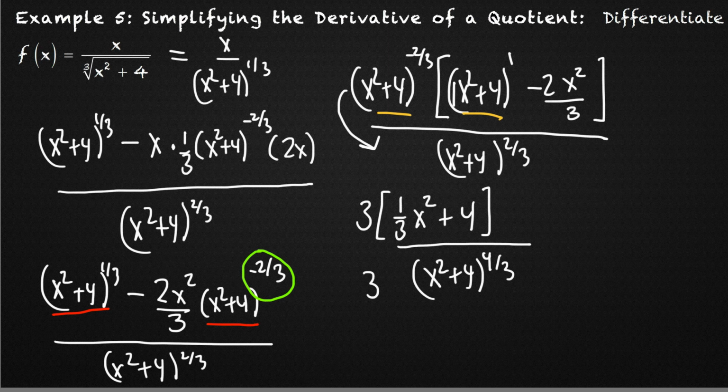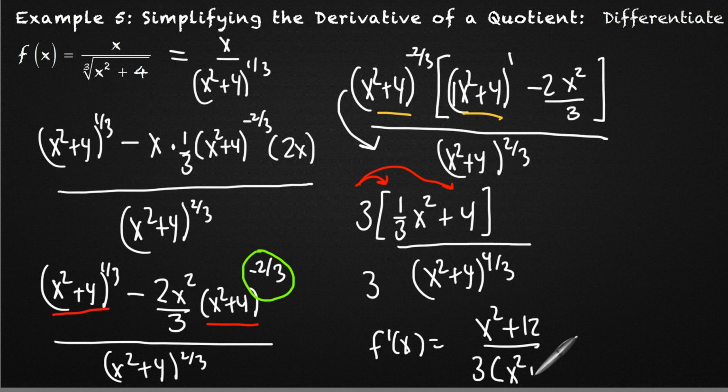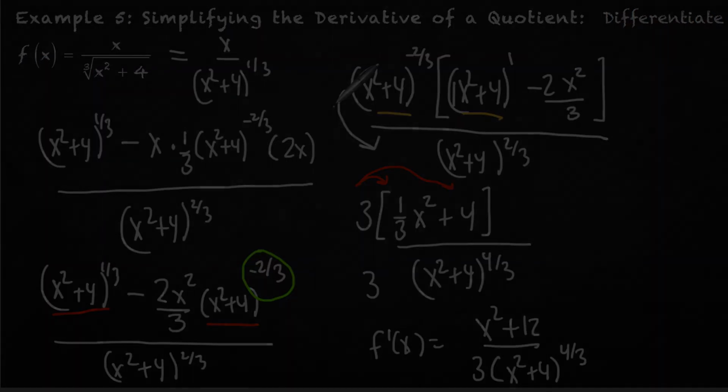And when we distribute this 3 in, we are going to get a final answer of f prime of x equals (x squared plus 12) over 3 times, let's just leave it as a fractional exponent for now, (x squared plus 4) to the 4/3. Yes, it's a long problem, but this is the process you have to go through when you have a quotient rule combined with the chain rule.